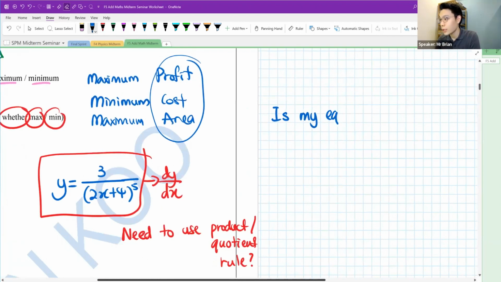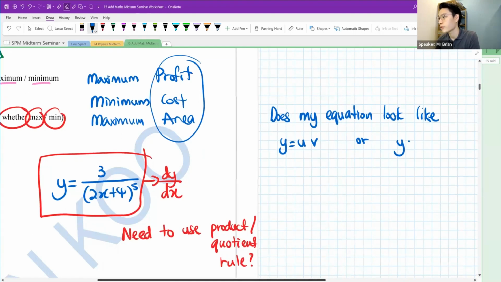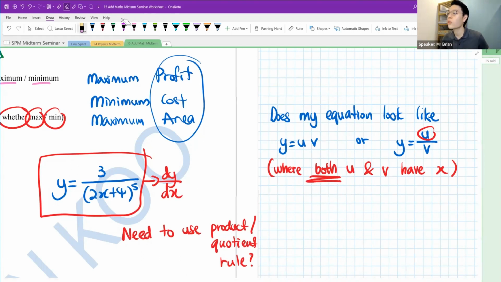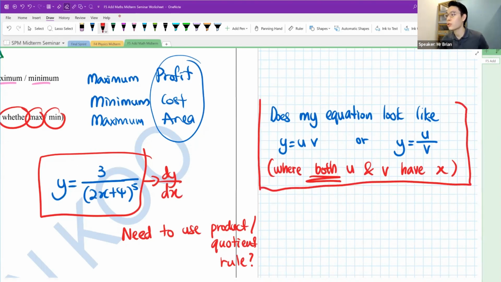Does my equation look like this or this? One more very important thing, where both u and v have x. I think you all know what is u and v. Because when you learn differentiation, if you have a fraction, the top part we can call it u, the bottom part we can call it v. But both u and v have x, then only I will do product rule or quotient rule.